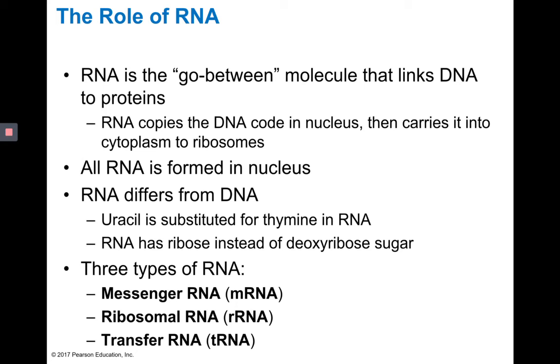All RNA is formed in the nucleus, whether it's mRNA, rRNA, or transfer RNA. Again, mRNA is messenger RNA, rRNA is ribosomal RNA, and tRNA is transfer RNA. RNA also has a ribose sugar instead of a deoxyribose sugar, so that should be it for our recap on differences between DNA and RNA.